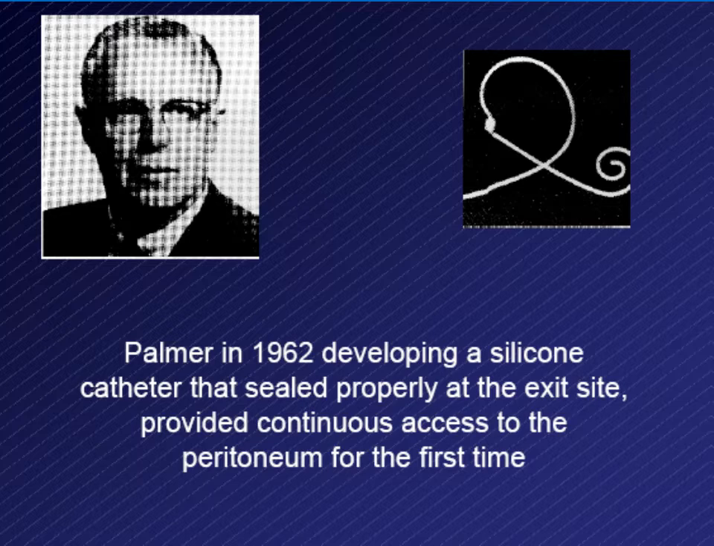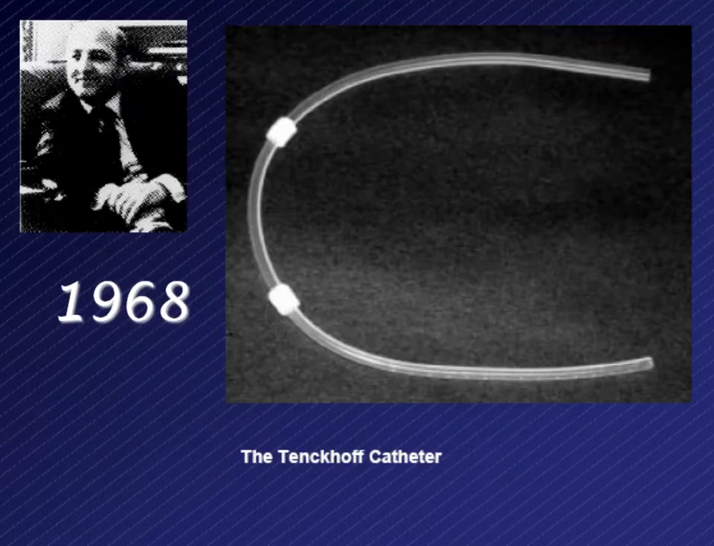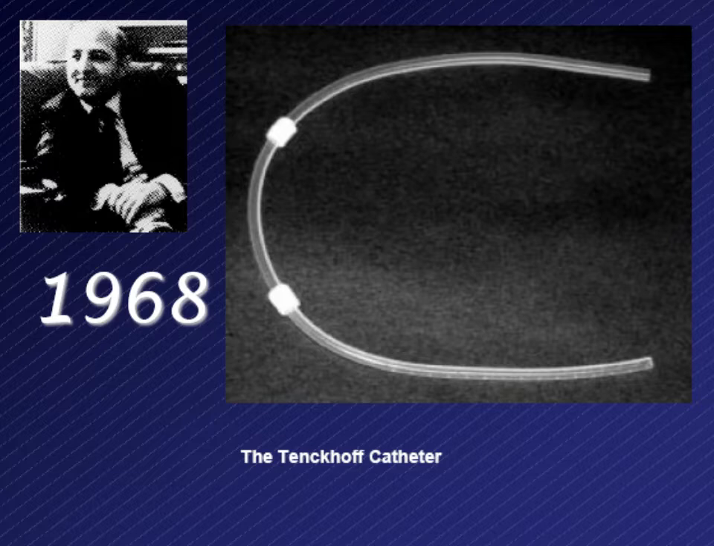Then Palmer in 1962 developed the first silicone catheter that sealed properly on the exit side to provide continuous access to the peritoneum, for the first time. But actually it was single cuff, as we can see here, so it had a lot of leakage at that time. Still, this was the start of the Tenckhoff catheter era.